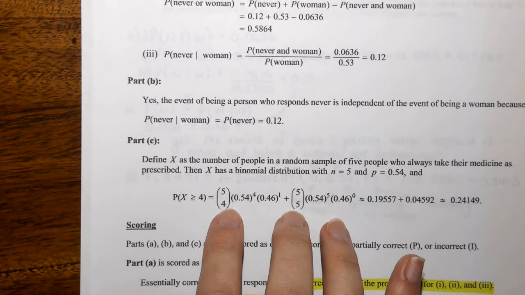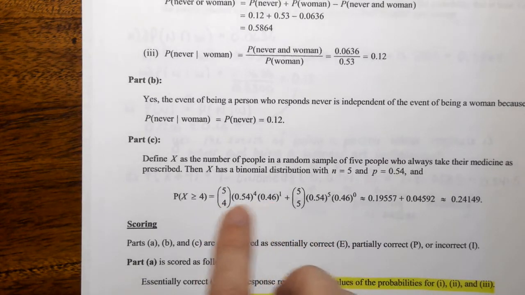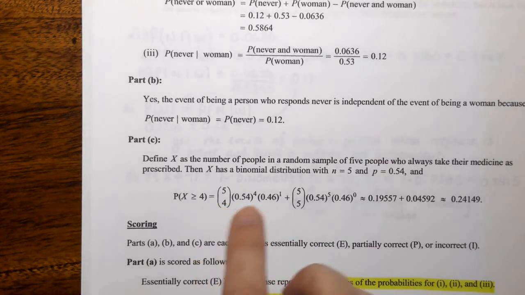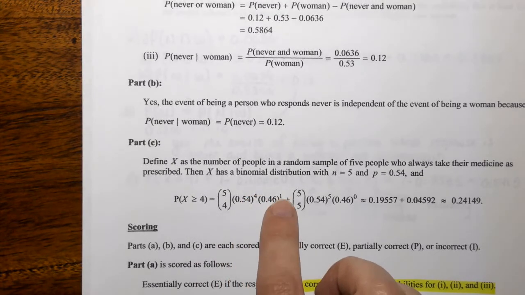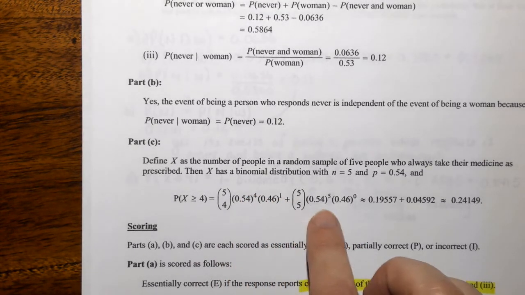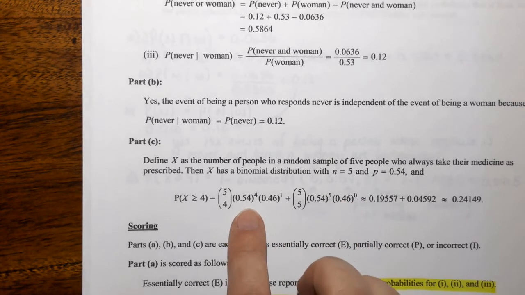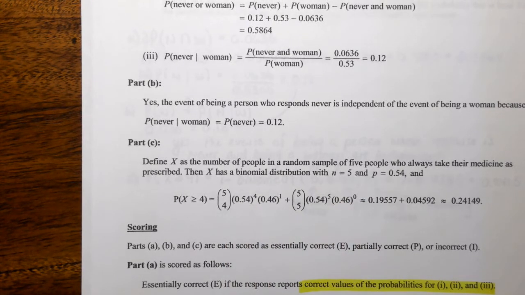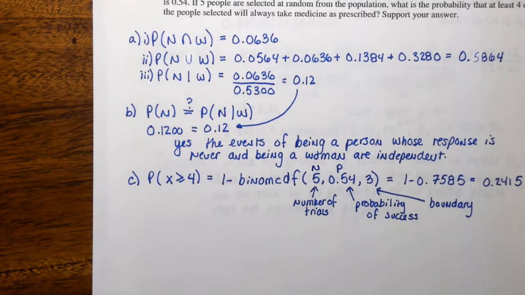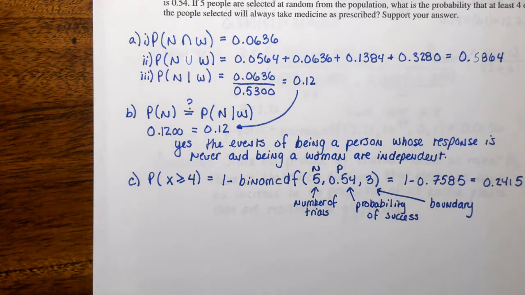The solution did not have binom CDF. It had 5 choose 4, 0.54 to the 4th, 0.46 to the 1, and 5 choose 5, 0.54 to the 5, 0.46 to the 0. So this is your 4 and this is your 5 just added together. So you don't need to do binomial CDF, but I'm sure most of you did binomial CDF there.